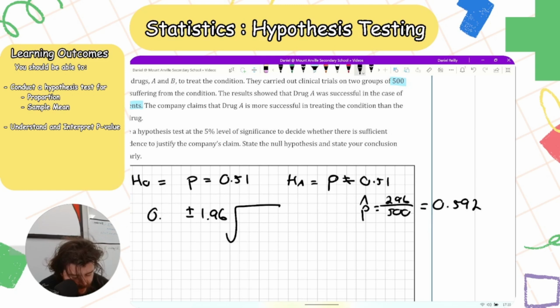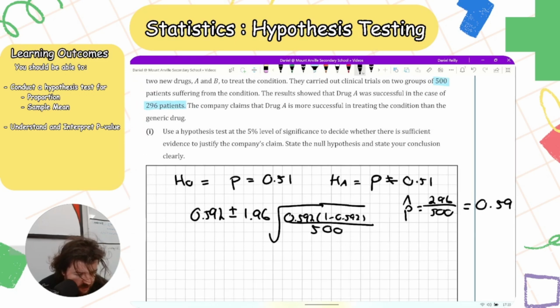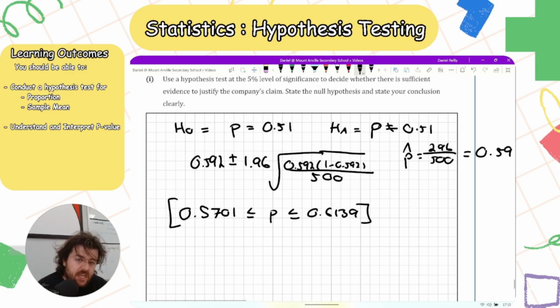0.592 plus or minus 1.96, the square root of 0.592 times 1 minus 0.592, all over n, and my sample size was 500. So my lower end here will be 0.5701, and my upper end will be 0.6139. There is my 95% confidence interval. So 51% does not lie within this interval.